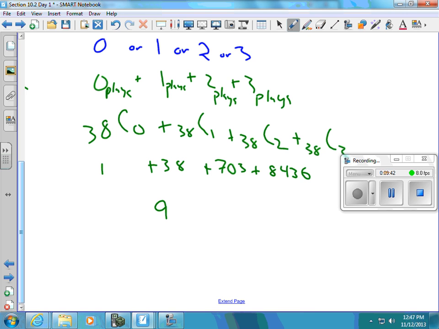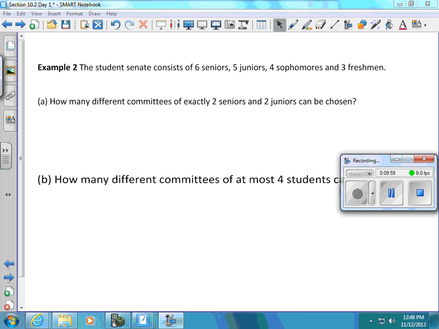And we add those all up. There's 9,178 ways to read at most 3 plays. So the phrasing on it, there's a little bit of English involved here. The phrasing on it is something you've got to read between the lines and see what they're really talking about. These word problems.